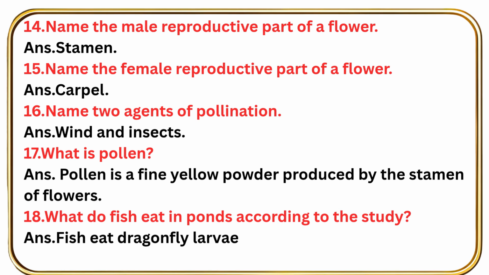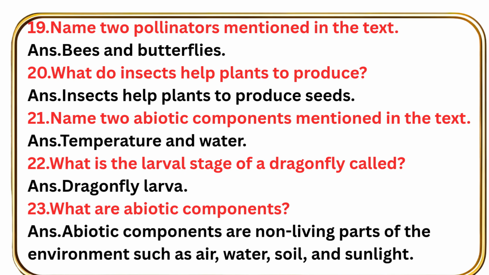Question number 18. What do fish eat in ponds according to the study? Answer. Fish eat dragonfly larvae. Question number 19. Name 2 pollinators mentioned in the text. Answer. Bees and butterflies. Question number 20. What do insects help plants to produce? Answer. Insects help plants to produce seeds.